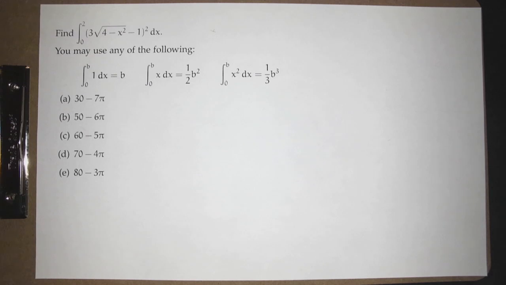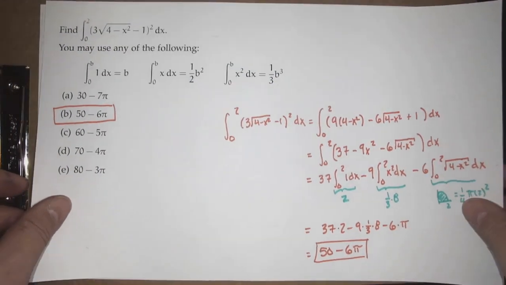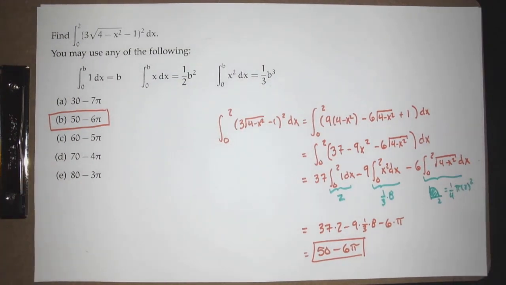What's the answer? Have people worked it out? Which one did you say? D. D? As in David? It's not the best answer. But did you say D as in David, perhaps? B. Yes, B. All right, 50 minus 6 pi.